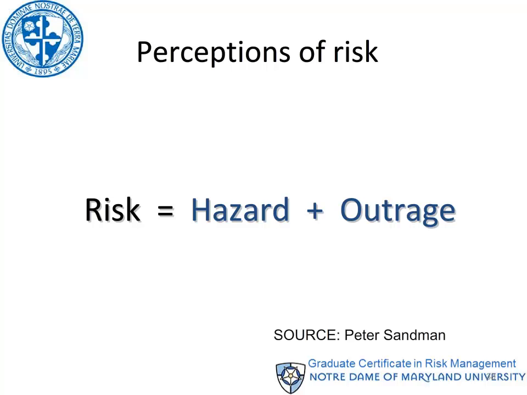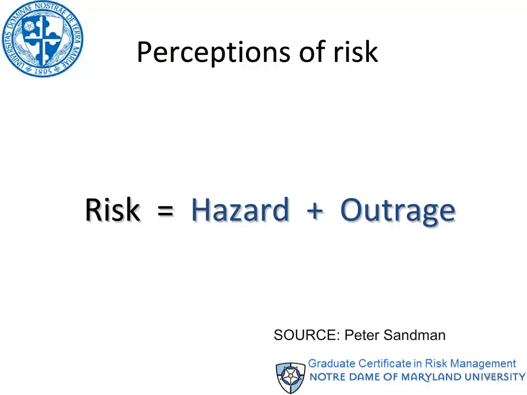Early in this program, you learned a risk equation. Risk equals consequence times probability. Here's a second one. Peter Sandman was the first to articulate risk in just this way. Risk is a hazard plus outrage. Hazard refers to the danger and the probability of that danger.